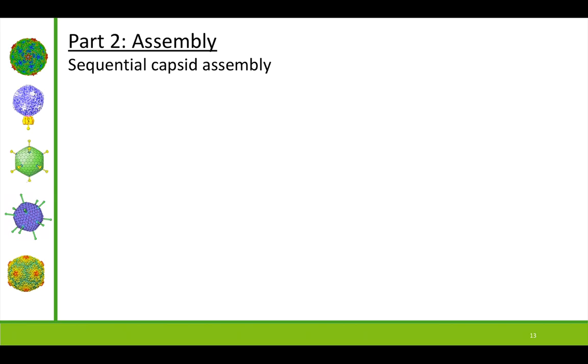So the first example that we are going to talk about is poliovirus. For poliovirus, this is going to happen in the cytoplasm. The reason for that is poliovirus is going to replicate in the cytoplasm, and so we're going to assemble in the cytoplasm as well. So what we're going to do is draw the entire life cycle, just to start putting the pieces together.